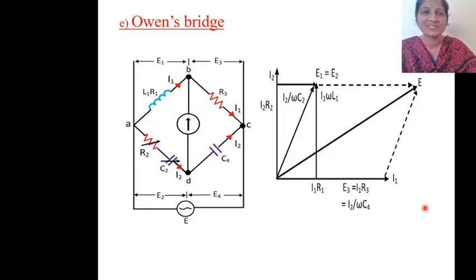Next is Owen's bridge. Here the first arm consists of unknown inductance, the second is a variable resistance and a variable capacitance, the third is a purely resistor, that is R3, and the fourth is a purely capacitor, that is C4. Z1 is R1 plus j omega L1. Z2 is equal to R2 plus 1 by j omega C2, and Z3 is equal to R3. Z4 is equal to 1 by j omega C4.